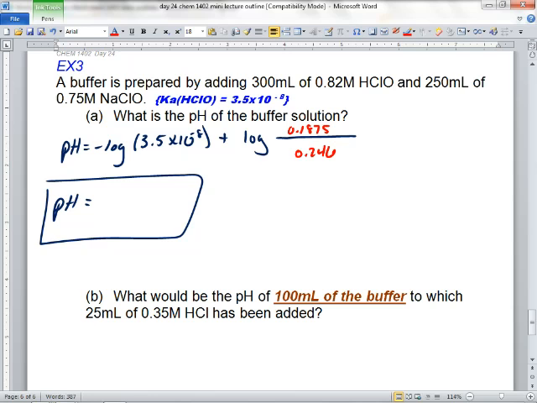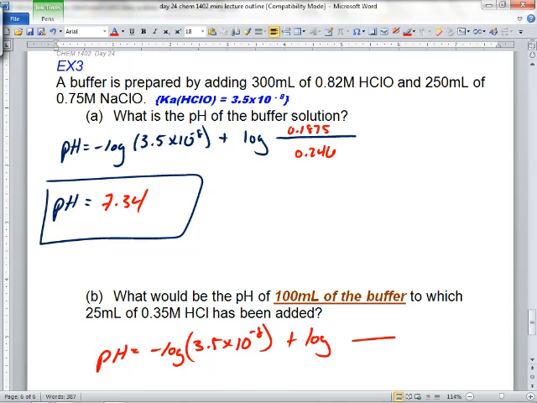Okay. And then as a final answer, I got 7.34. Is everybody with me so far? Now these part Bs always look exactly the same, right? You end up with pH equals a negative log of 3.5. That pKa part doesn't change. And then you've got plus the log, right?